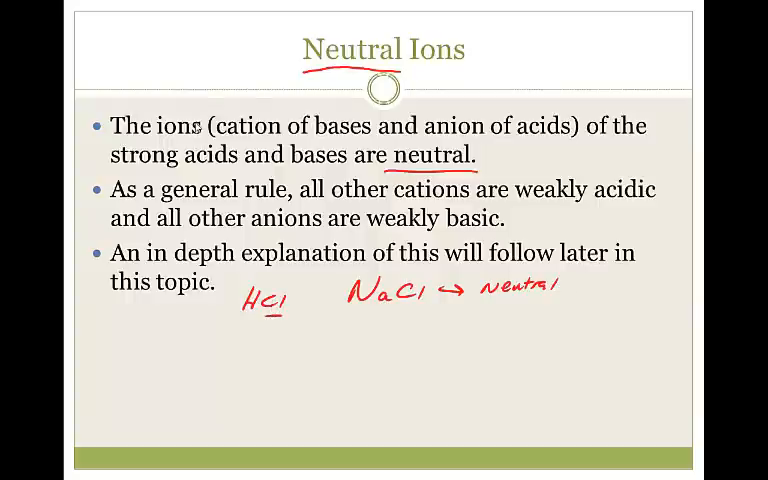But if we were to pick another acid, this time a weak acid, this is nitrous acid, not to be confused with nitric acid. This is a weak acid. So if we were to have a salt of that nitrite ion, such as this right here, this would not be neutral. And we'll talk later about how to predict whether or not that's acidic or basic.